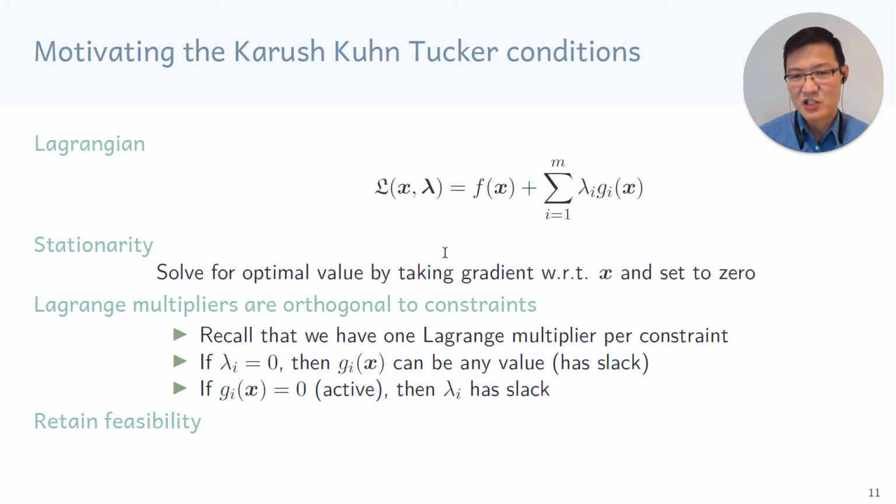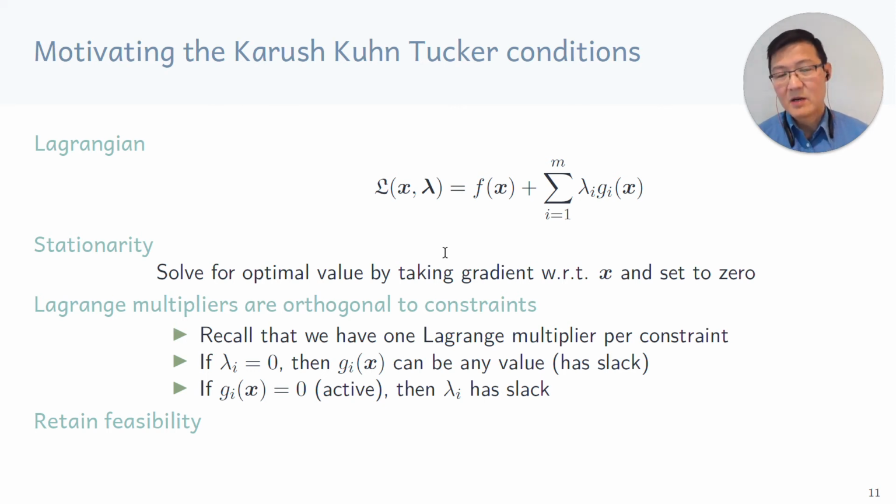Okay, this means that GI has slack. So if GI is 0, that means GI is active, right? Remember that GI is a condition which must be less than or equal to 0. If GI is at 0, that means that constraint itself is active. Then lambda I has slack, which means it can take any value.